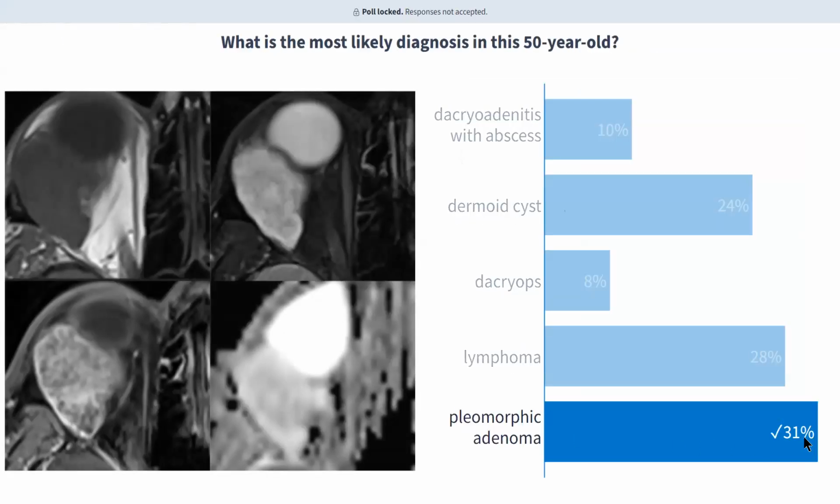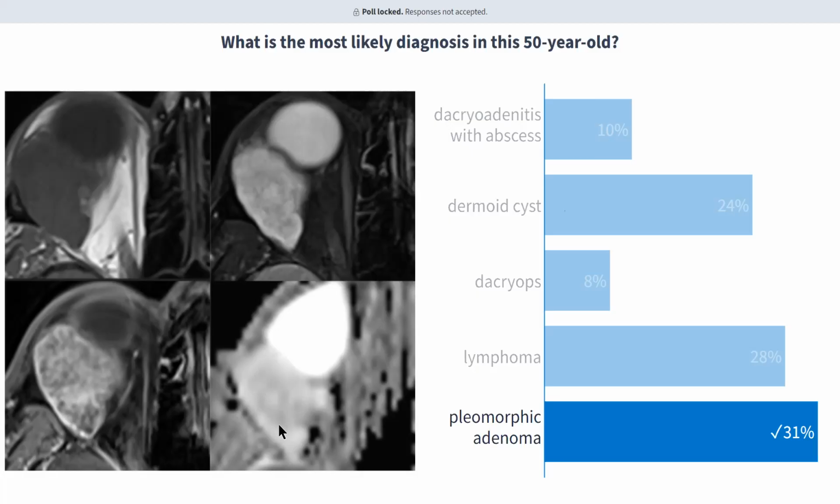Okay, very good. We have a plurality getting the answer correct, which is pleomorphic adenoma. And the next most common answers were lymphoma and dermoid cyst. So let me tell you why it's pleomorphic adenoma and not the other answers. So we have a mass here centered in the region of the lacrimal gland, so the superolateral orbit. That's T2 hyperintense, that has this heterogeneous enhancement pattern, and very importantly, has a really high ADC value throughout the mass.